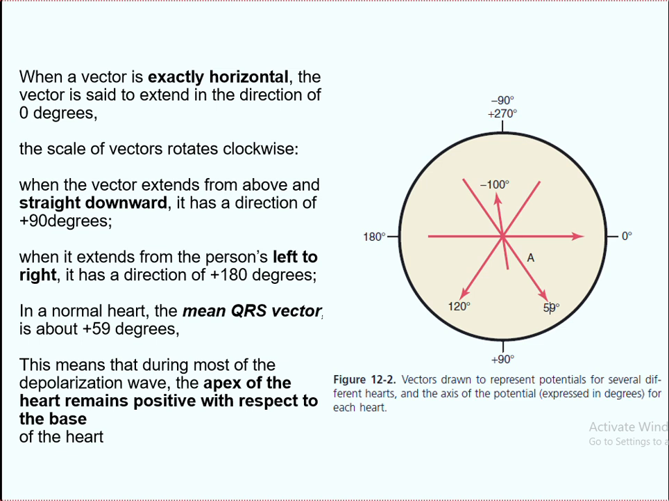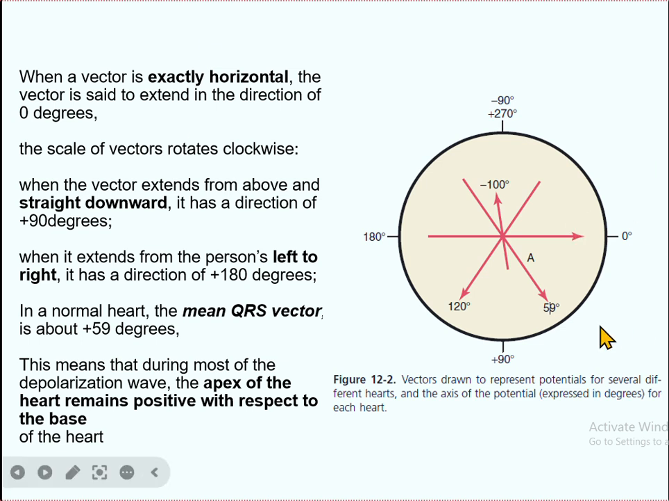To measure the alignment of the heart, we use this mean instantaneous vector. Normally the mean vector is in the direction of 59 degrees from the 0 degrees baseline. Whenever the vector deviates, for example if it is pointing directly downwards, that will be 90 degrees. If it is moving from the left to the right, that will be 180. If it is pointing directly upwards, it will be 270 degrees or negative 90.